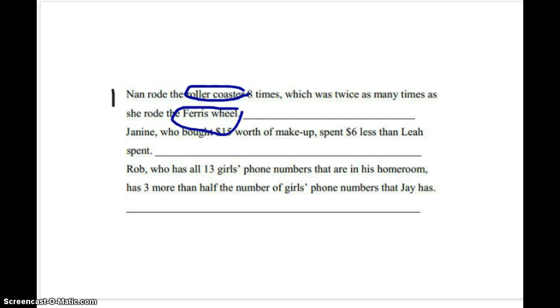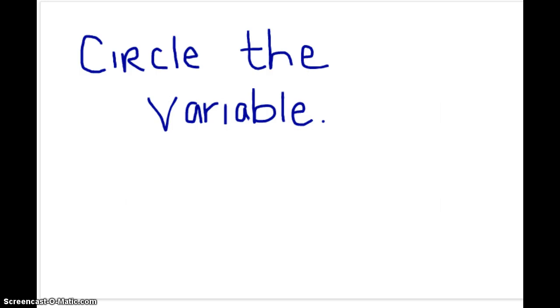All right, the other one is the Ferris wheel. The reason why we have the Ferris wheel is because it says twice as many times as she rode the Ferris wheel. All right, so we need 2 different variables. Let's use R for roller coaster. So we put an R above. This time I put it above because there's no room below. And then W would represent Ferris wheel because it's wheel.